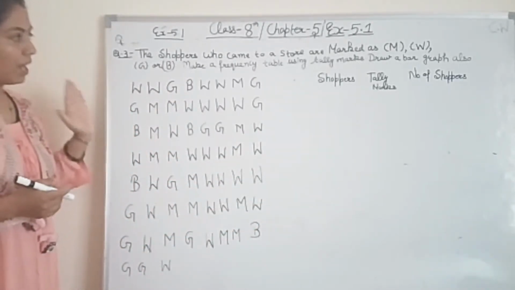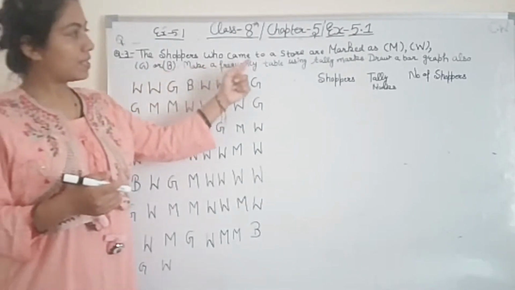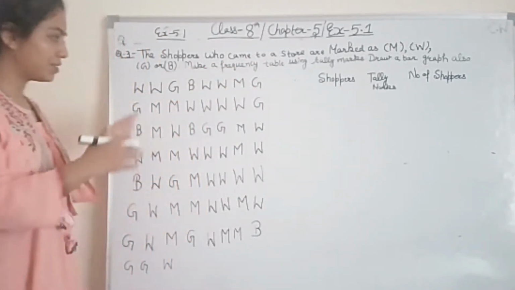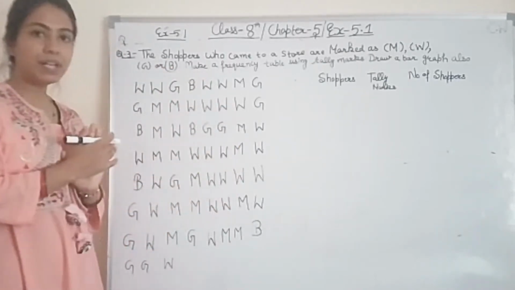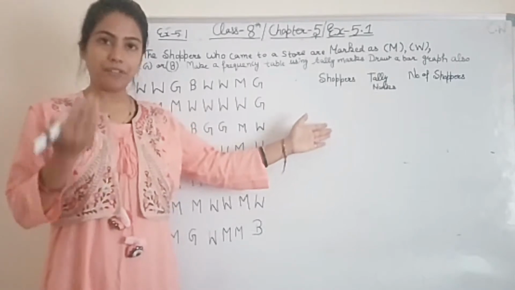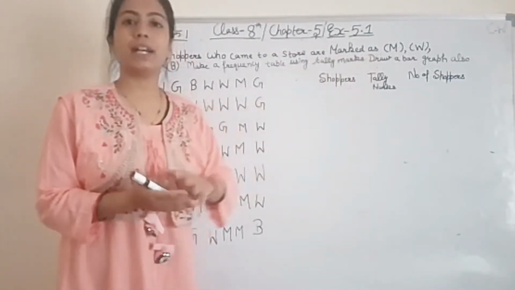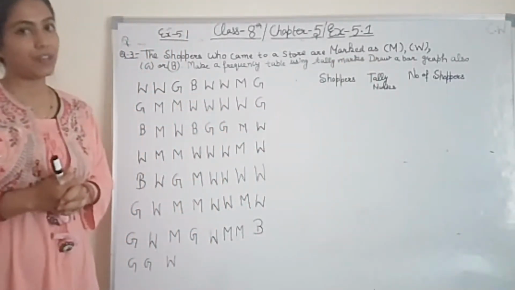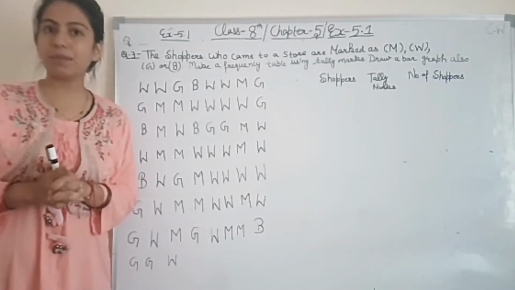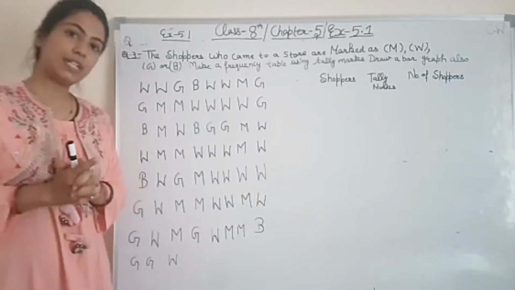Fine. So what you have to do is make a frequency table using tally marks. First you will organize these numbers, then you have to make a tally marks table, and after that draw a bar graph also. I hope students you know how to make a bar graph. Okay, so let's quickly start.